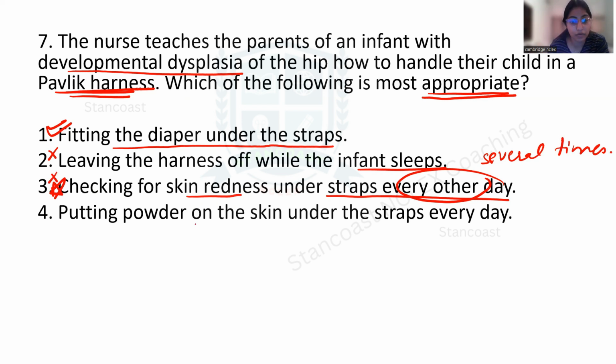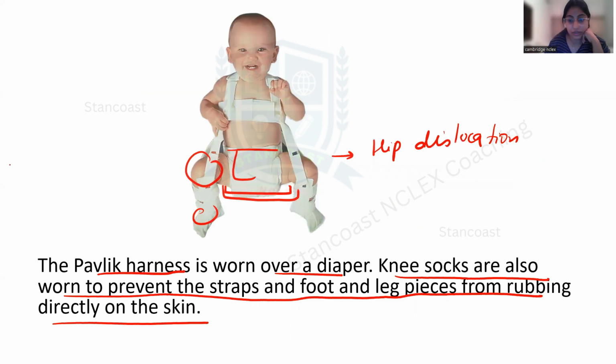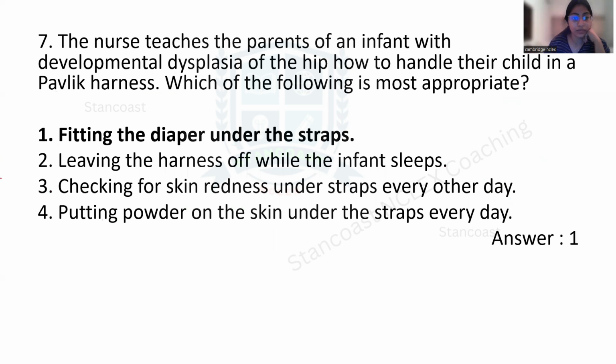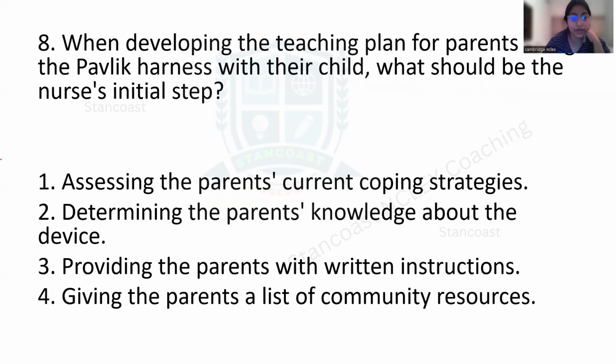Option 4 is putting powder on the skin under the straps every day. Now, in a newborn, there is no need to put any kind of powder or chemical or oil on the baby. So this is not the correct thing to do. So what is the most appropriate thing we have to do? We have to fit the diaper under the strap to prevent skin rubbing. So option number 1 is the correct option. Now let's move to question number 8.